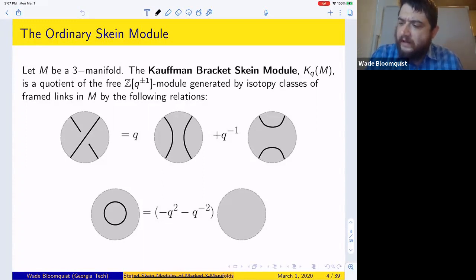Now, what does it mean to take this free module spanned by isotopy classes of framed links?